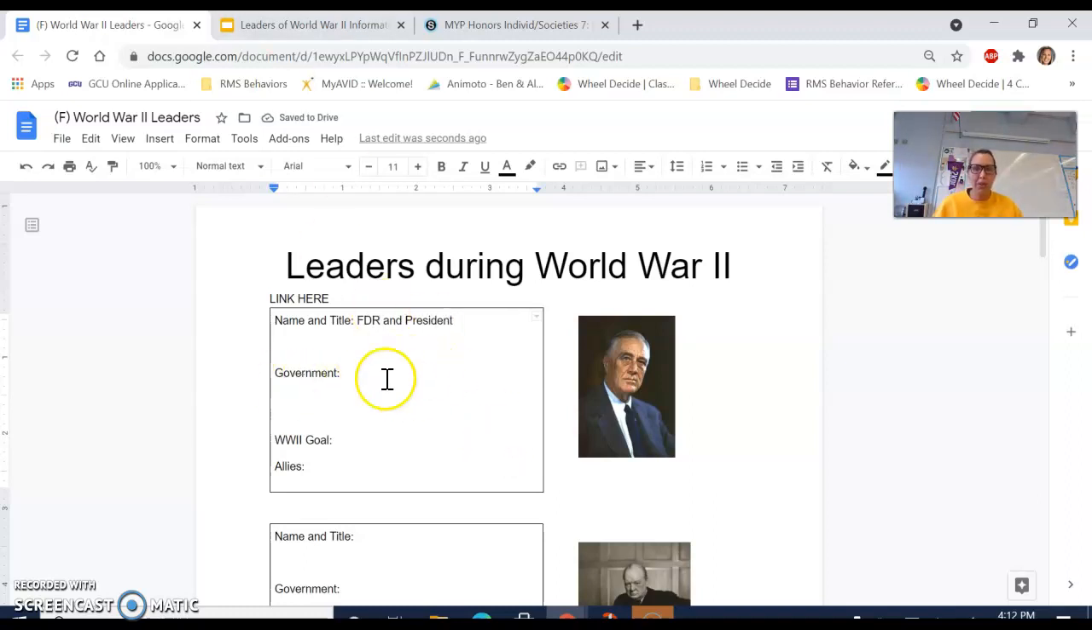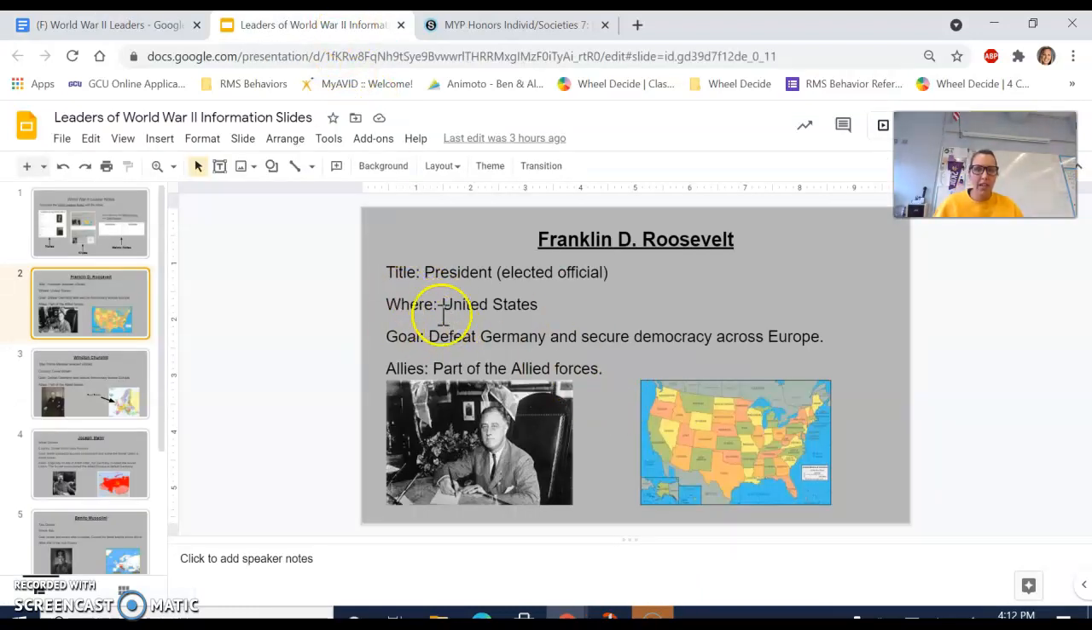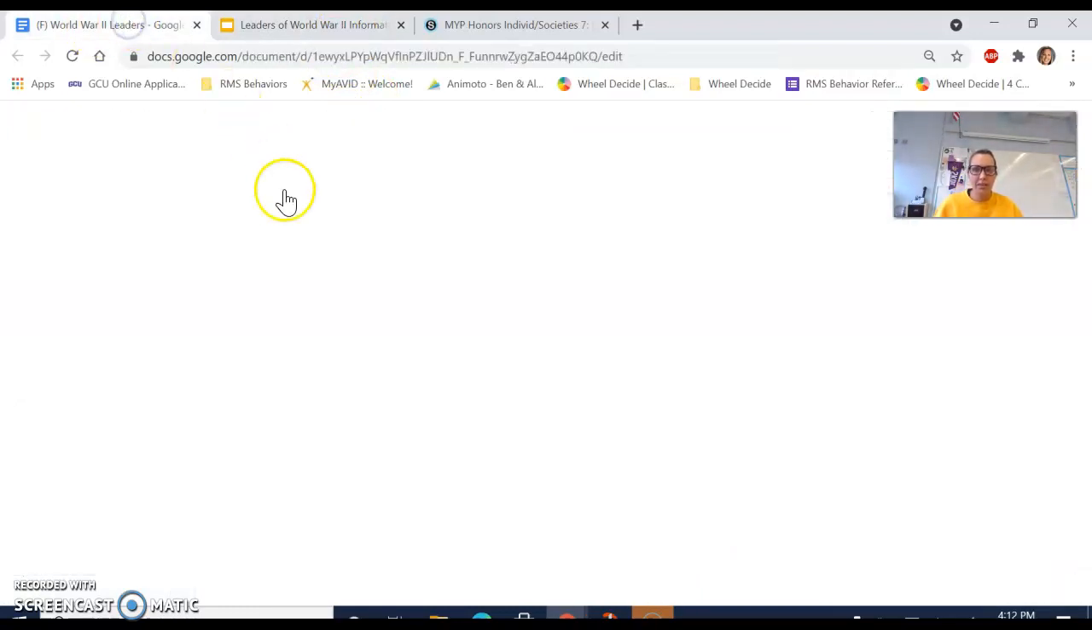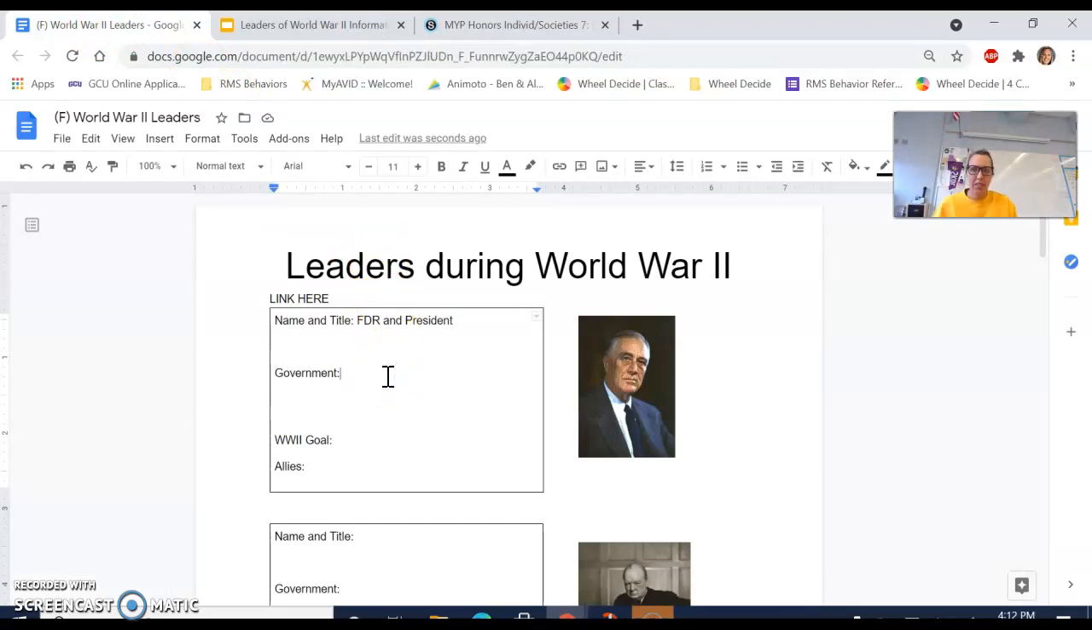If we go back, we have to figure out what was his government style. How did he rule? What was the type of government? And where? United States. So he was in charge of the United States.